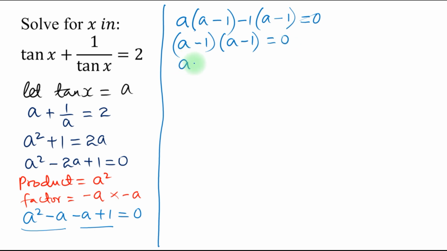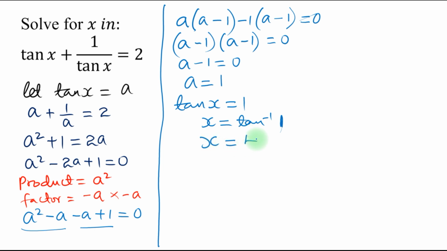Therefore it simply means that a minus 1 is equal to 0. Therefore a is equal to 1. But we said let tan x be a. Therefore tan x will be equal to 1. For us to get x, we need to find the inverse, tan inverse. So x will be tan inverse of 1. If we use a calculator or mathematical table, we shall find the value of x to be 45 degrees. And that is the value of x.